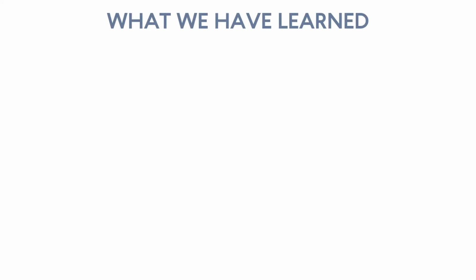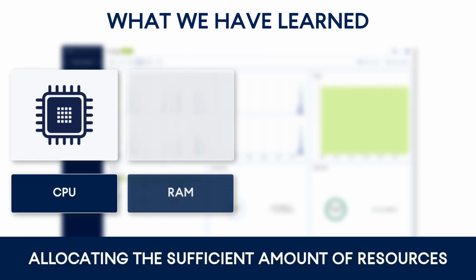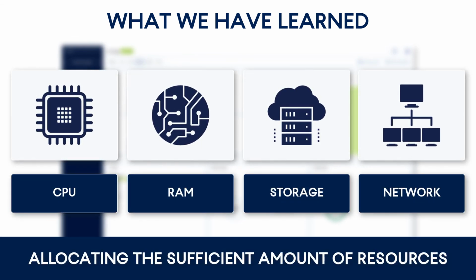To summarize, you just allocated a sufficient amount of CPU, RAM, storage, and network for your domain and projects. So you're basically ready to create your first virtual machine within the Acronis Cyber Infrastructure.